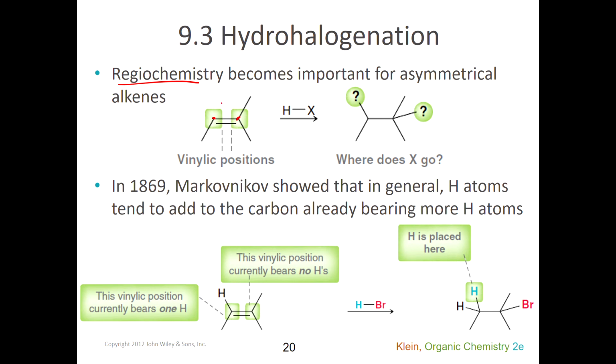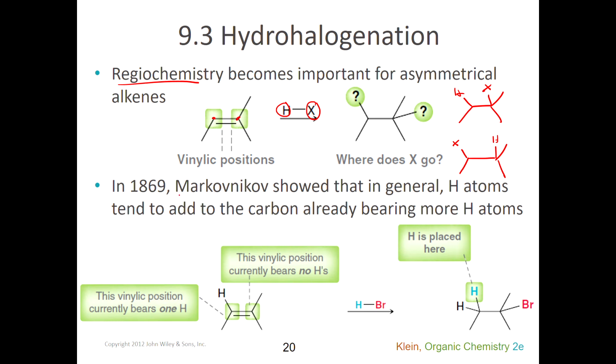So this is a situation where there's two possible products. I could end up with the hydrogen here and X here, where X could be a halogen or something like that. Or there's a possibility that the hydrogen could add here and the X could add here. Right? So those are different constitutional isomers. Depending on which carbon the hydrogen or the nucleophile goes to, I get two different constitutional isomers.